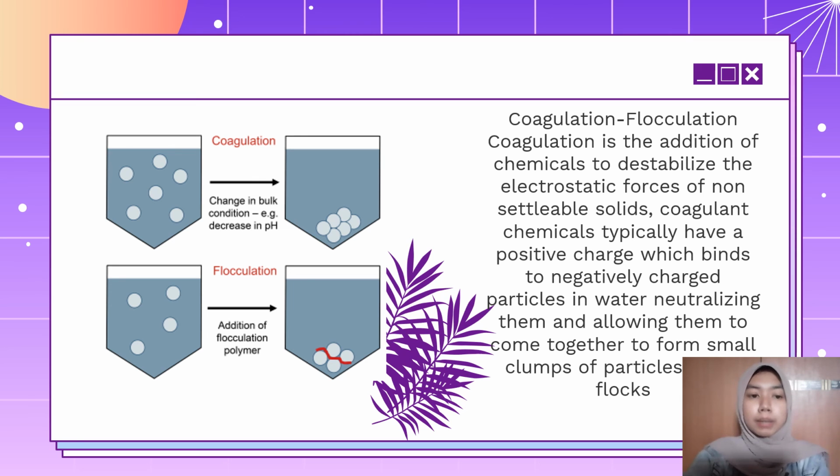The most common coagulant chemical used is aluminum sulfate, which we commonly call alum. When added to water, alum forms jelly-like particles of aluminum hydroxide. Alum works best in a pH range of 5.5 to 7.5.